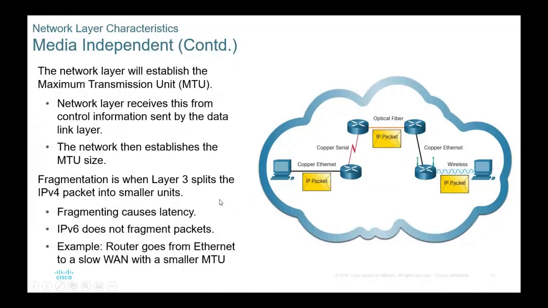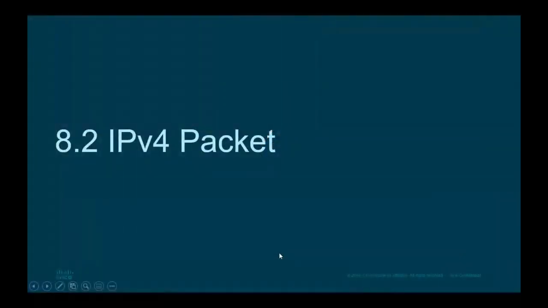So IPv6 does not fragment packets. Example, routers go from Ethernet to a slow WAN with a smaller MTU. So if we go Ethernet here, it might be a bigger MTU, but when it goes from the router to this copper serial, because that's actually slower and the MTU might be smaller, it now needs to chop this up again and re-encapsulate it as smaller packets.